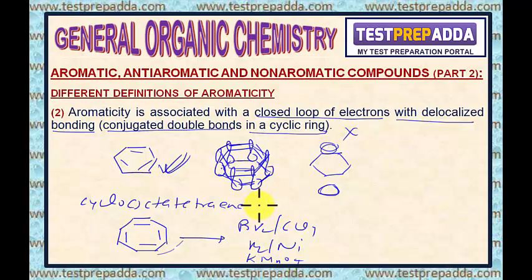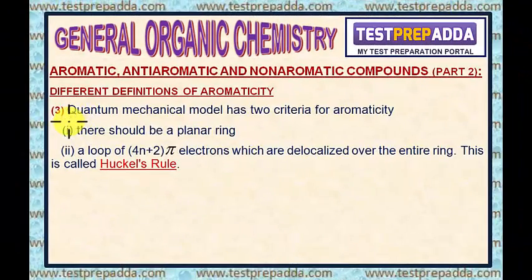Now I will talk about the third definition, that is from the quantum mechanical point of view. Dear students, this is the modern definition of aromaticity. Quantum mechanical model has two criteria of aromaticity. First, there should be a planar ring. Second, a loop of 4n plus 2 pi electrons which are delocalized over the entire ring. This is called Huckel's rule.